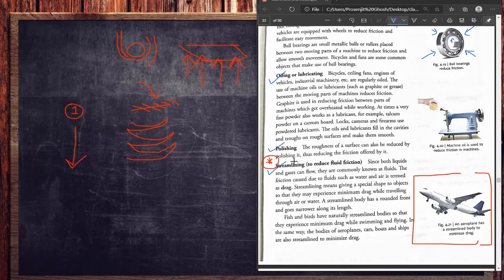Just write it there. Very simple. You don't have to write too much over here. You just write it's a special kind of aerodynamic structure which reduces the fluid friction. That's it. Nothing else you need over here. Alright, so this is all about the chapter. We finish the chapter. In our next class, we will complete the exercise. So till then, thank you for joining.